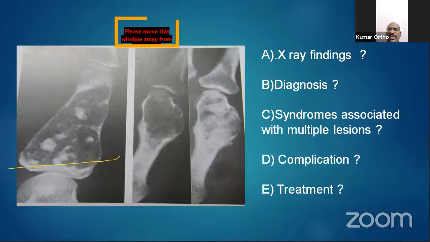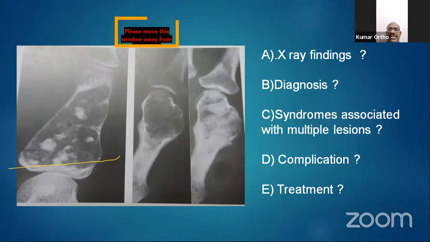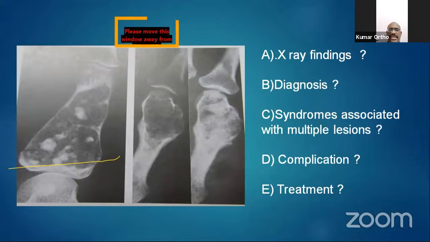You have to tell all the 7 points. What about the margin? Well-defined margin, sir, which indicates a benign tumor. Very good. Then no periosteal reaction, sir. In the bone matrix, is it central or eccentric? Central, sir.